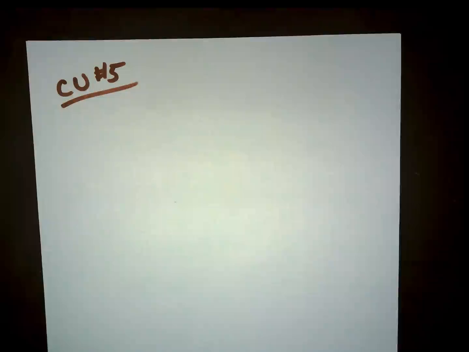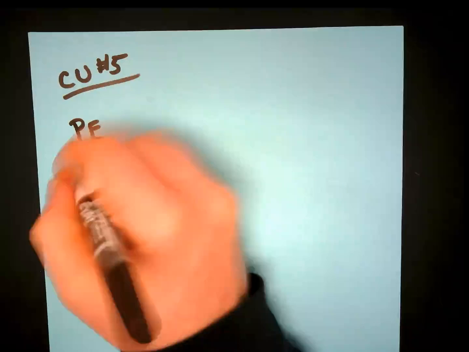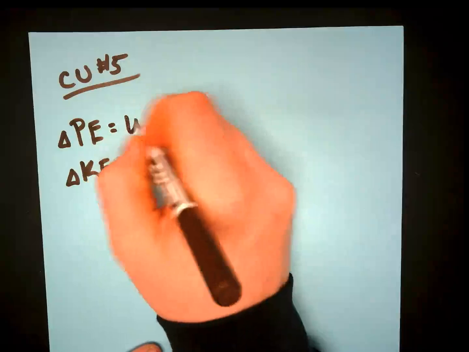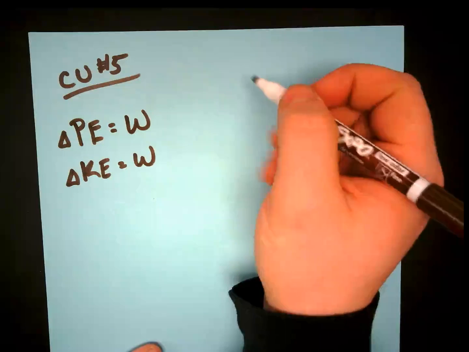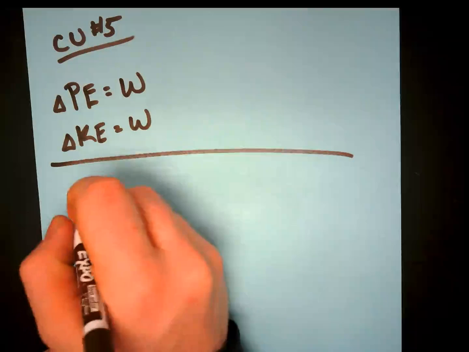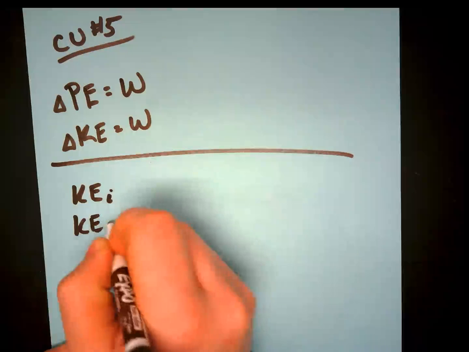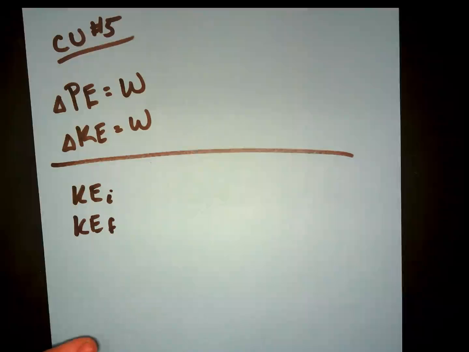So here's why, and something I completely forgot to even consider while I was working on this in the video. Remember, the changes in potential energy and kinetic energy are going to be equal to work. Think of it this way: let's say this Lamborghini has kinetic energy. It'll have initial kinetic energy and final kinetic energy.